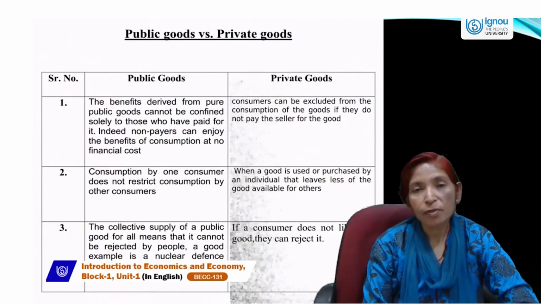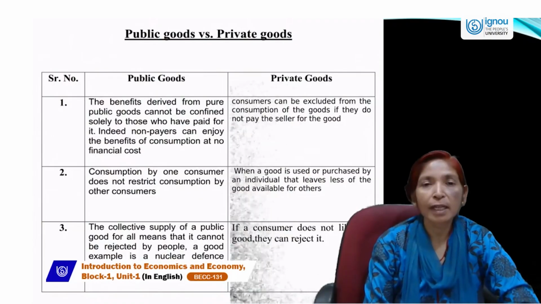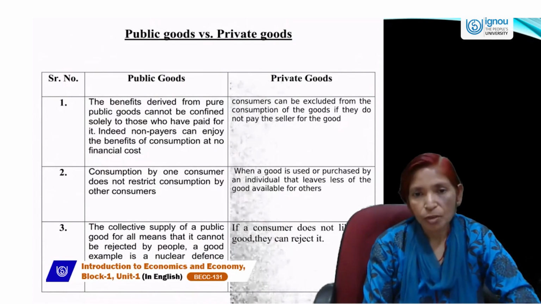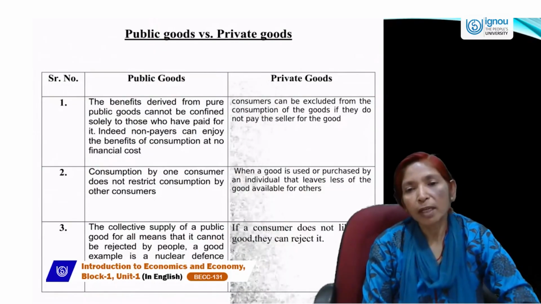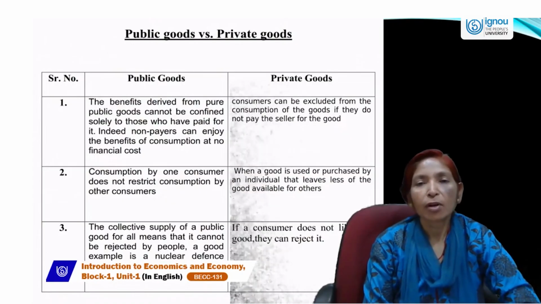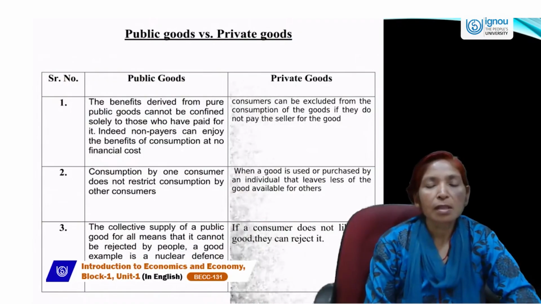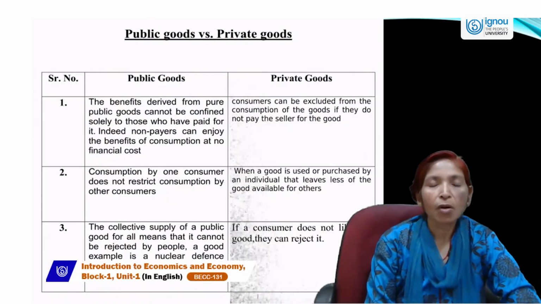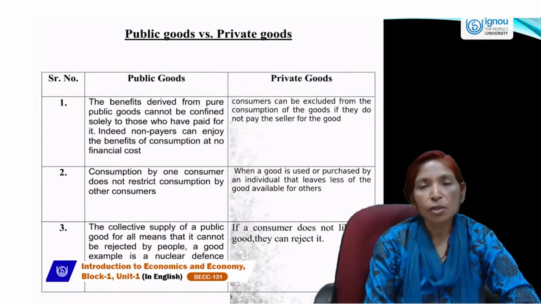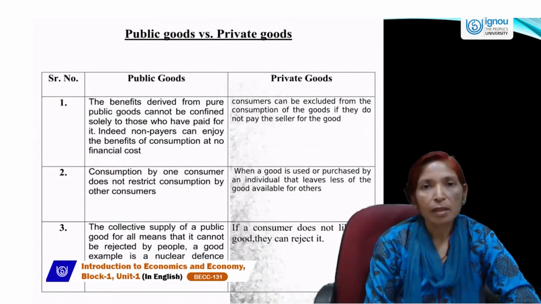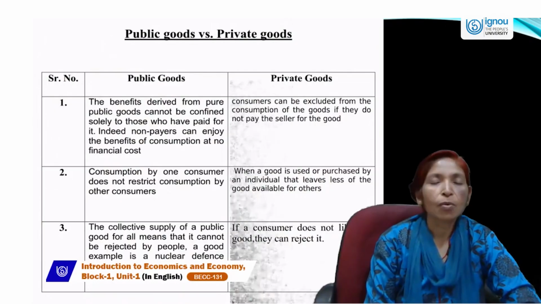But private goods are those goods which can be used by the person who is paying for that commodity. If a person is not paying, that person can't use that private good. So in the case of a private good, the consumer can be excluded from the consumption of the good if they do not pay the seller. Public goods consumption by one consumer does not restrict consumption by other consumers. It means all human beings, all consumers, can use public goods, and no one can be excluded, whether they are paying or not paying.